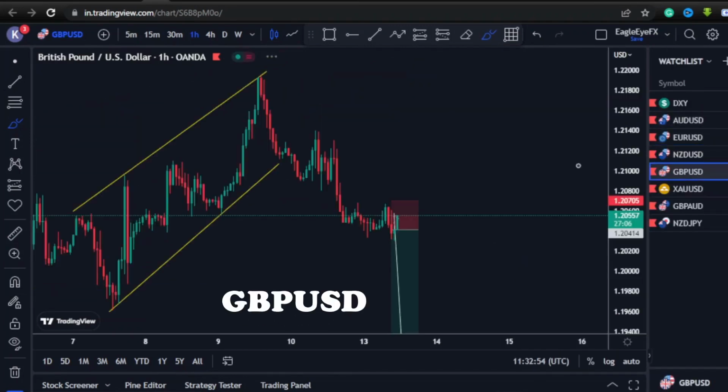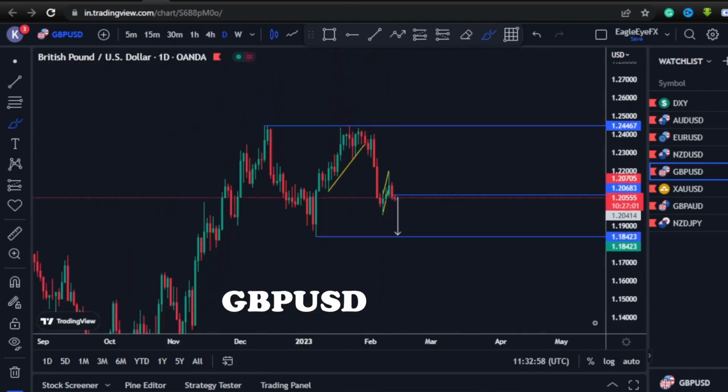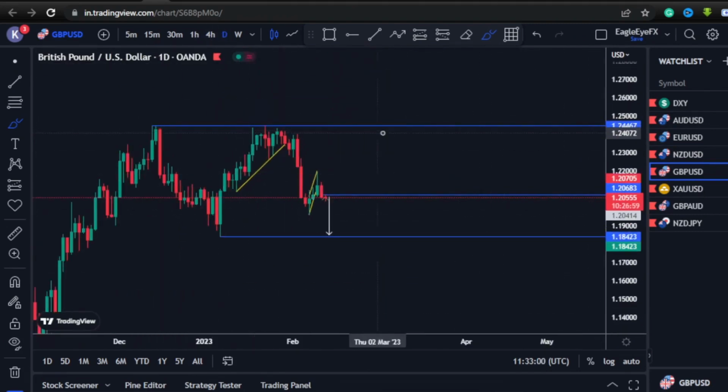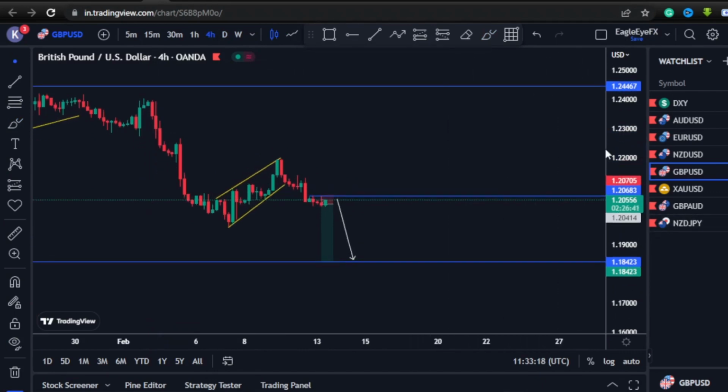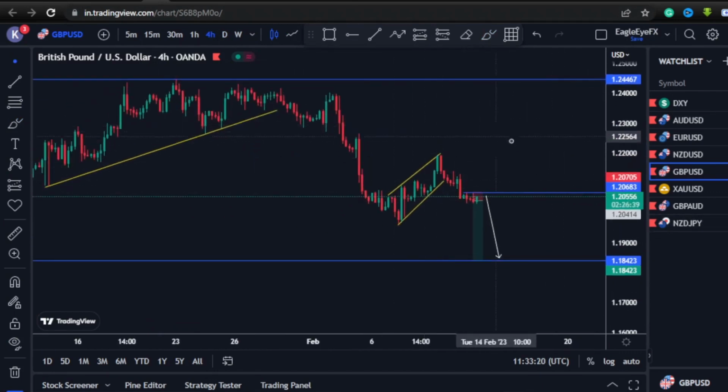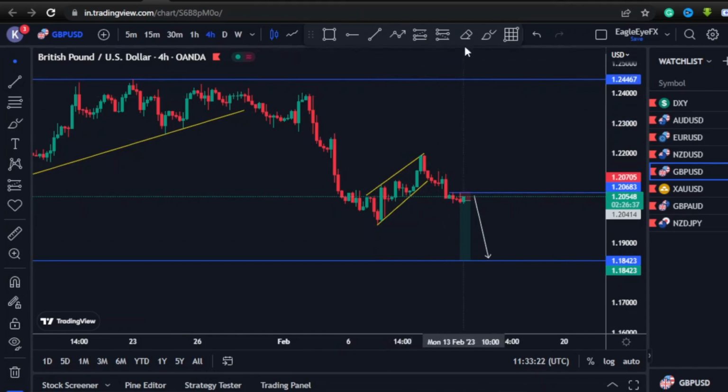Then we have GBPUSD, same case scenario. All of this, you can see, we came from a very clean double top. Then we had a breakout impulse move. We have a fast correction, and of course we are looking for a continuation to complete this 90% rule over here. And once we go to the 4-hour time frame, you can see we had almost like a steep flag. Yeah, you can see that we had this flag here, which is a correction.